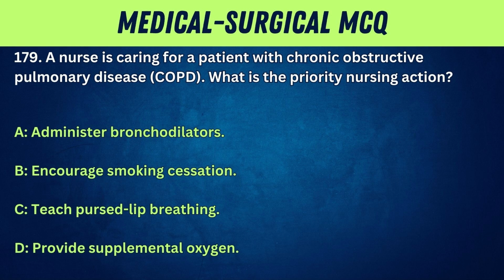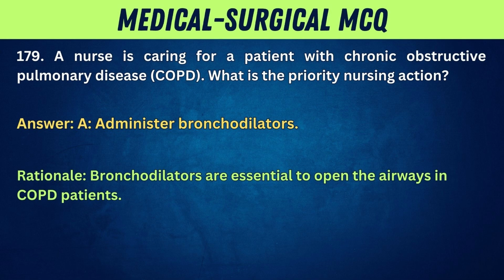179. A nurse is caring for a patient with chronic obstructive pulmonary disease, COPD. What is the priority nursing action? A. Administer bronchodilators. B. Encourage smoking cessation. C. Teach pursed lip breathing. D. Provide supplemental oxygen. Answer: A. Administer bronchodilators. Rationale: bronchodilators are essential to open the airways in COPD patients.